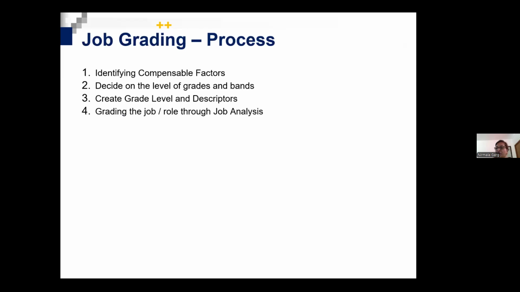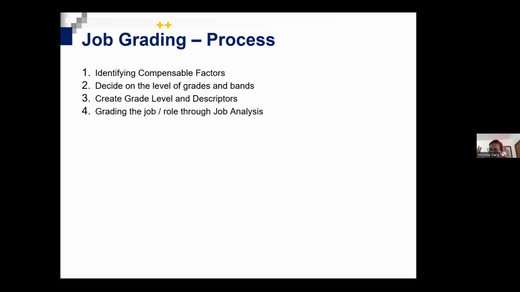Has anybody heard of job grading or job classification method? Both are the same. The very word job grading, what does it suggest? Grading the jobs. So typically job grading is also known as job classification. Yeah, job classification method.